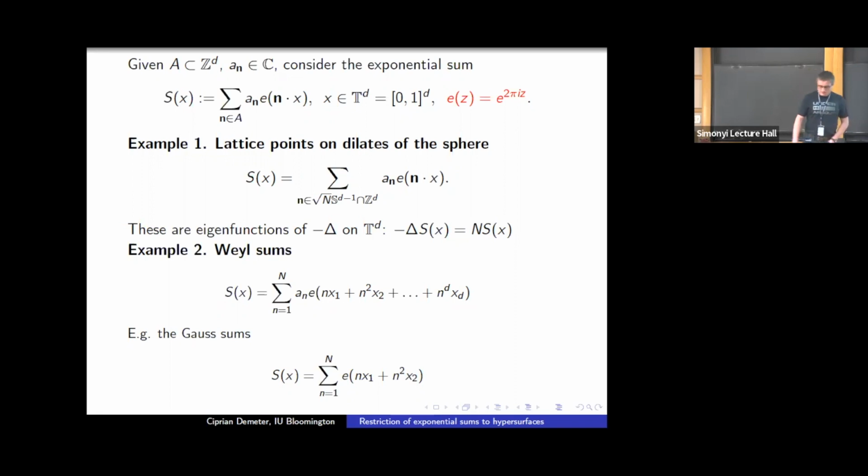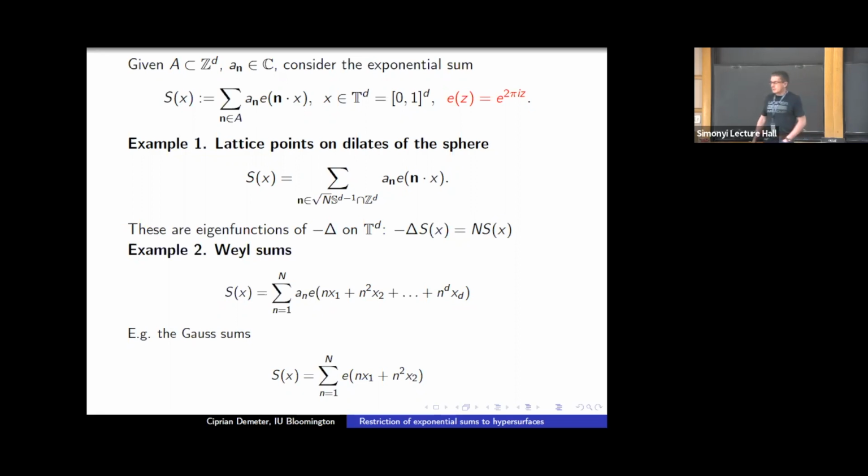Why are these exponential sums important? It's because they are the eigenfunctions for minus the Laplacian on the torus. All our eigenfunctions are of this form. So the eigenvalue corresponding to this is n, as you could easily compute by taking 2 derivatives. So these have been heavily studied.